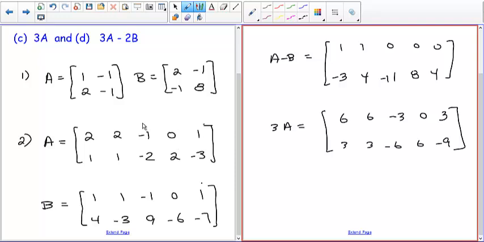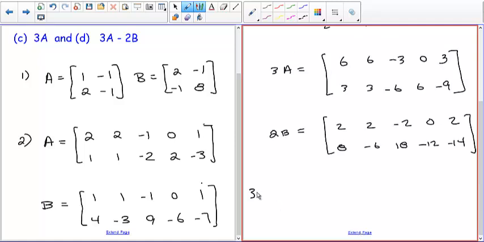Again, because I'm doing this, I need to do 2B. So that means I multiply each element in B by 2. So I'm going to have 2, 2, negative 2, 0, 2. And then I multiply all these by 2. I'll get 8, negative 6, 18, negative 12, negative 14. So that's each one of these multiplied by 2.